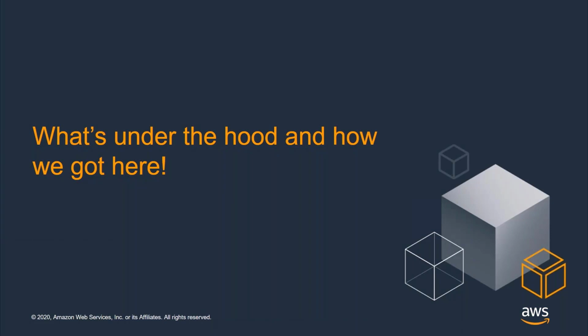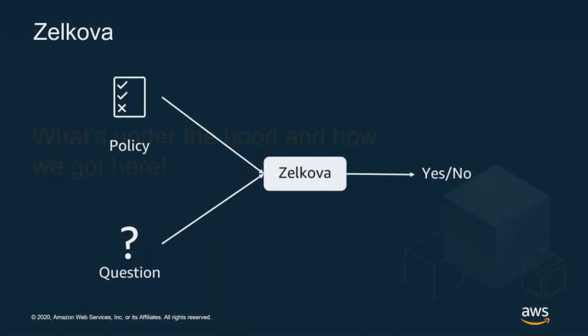All right, I'm going to talk now about how the IAM Access Analyzer works and the journey that we used to get here. And it all begins with this policy evaluation tool that we had created called Zelkova. Zelkova is a very raw policy evaluation tool that essentially takes in a policy and a question as an input and provides a yes or no answer.